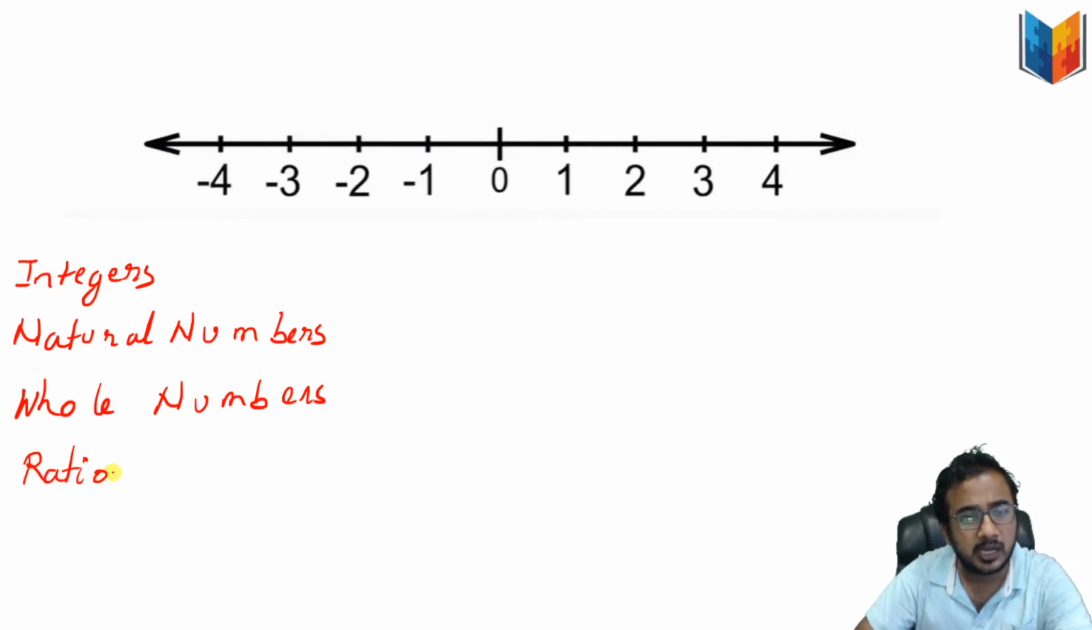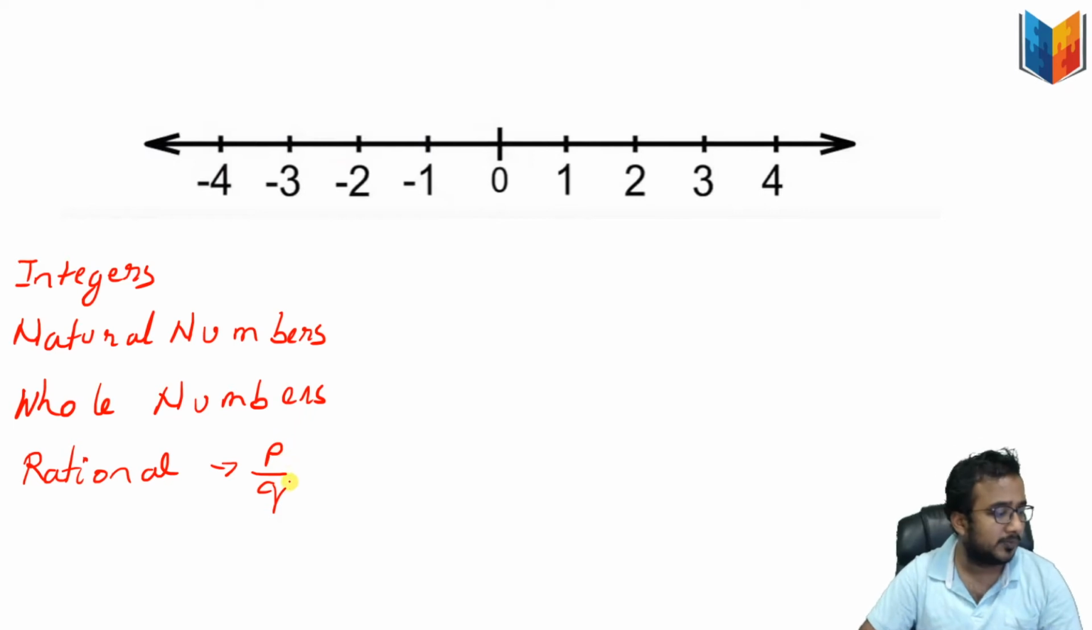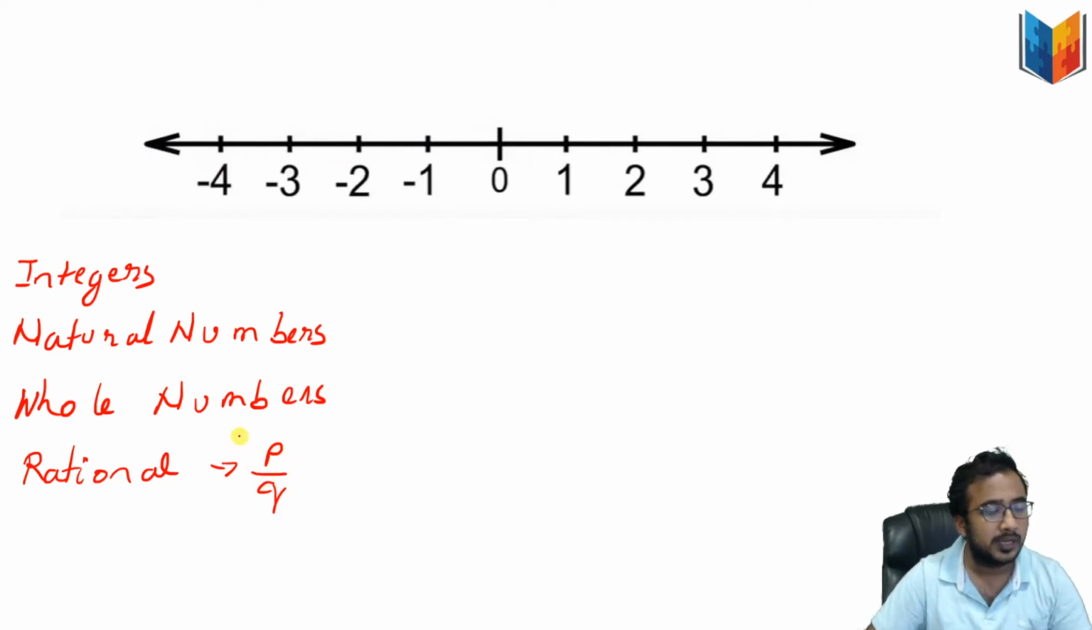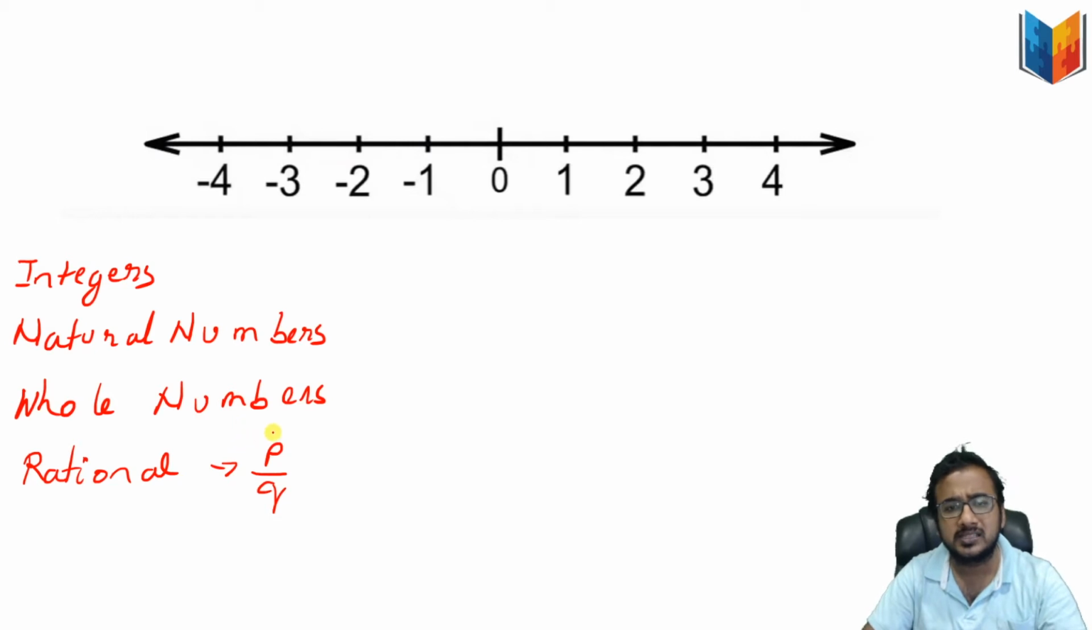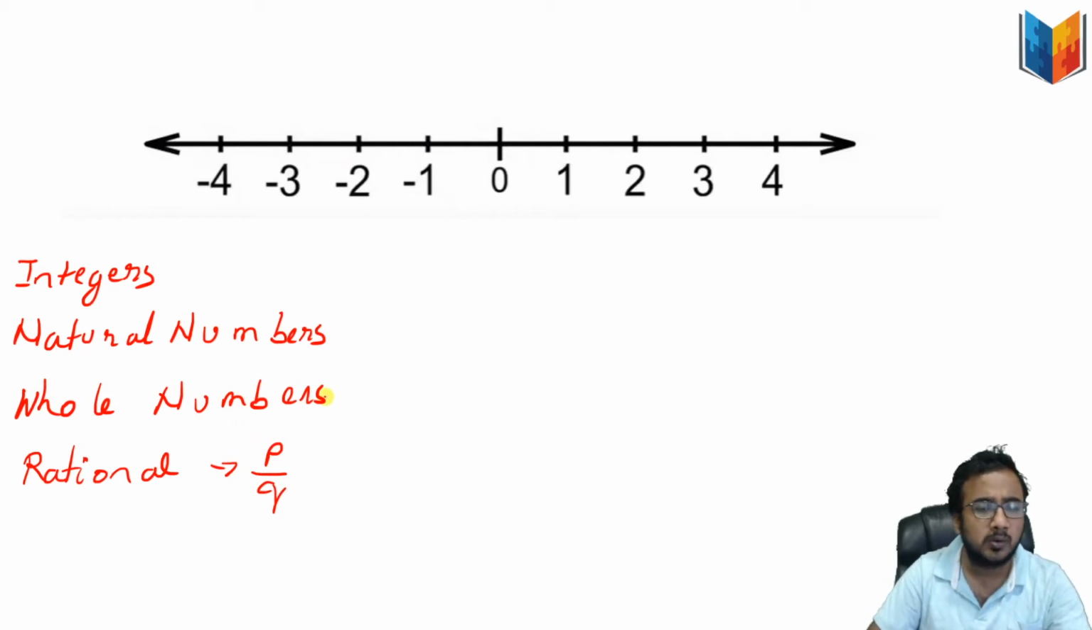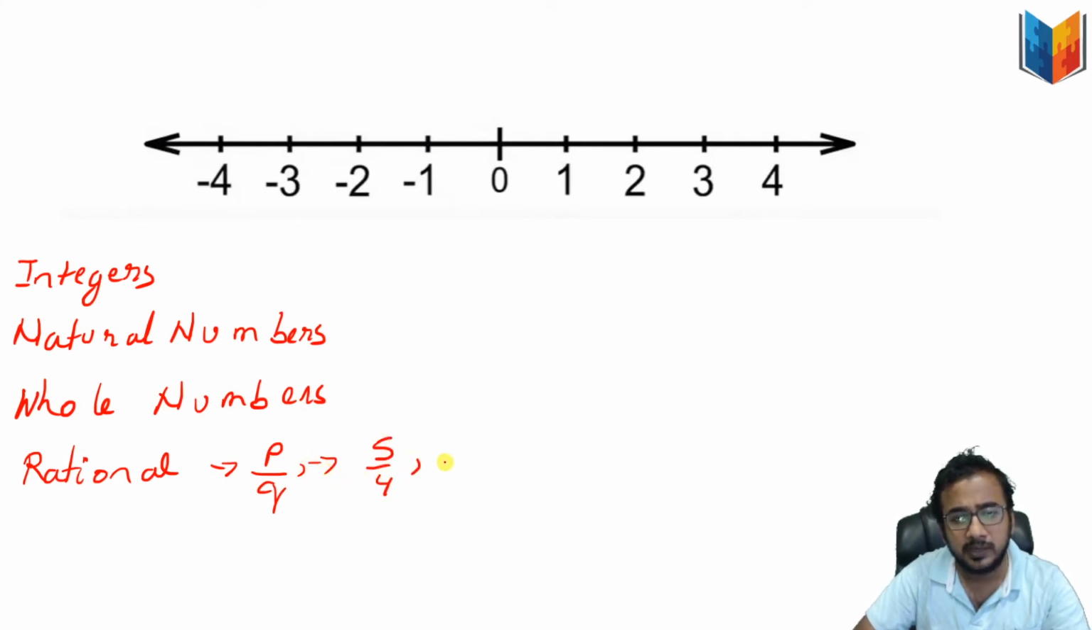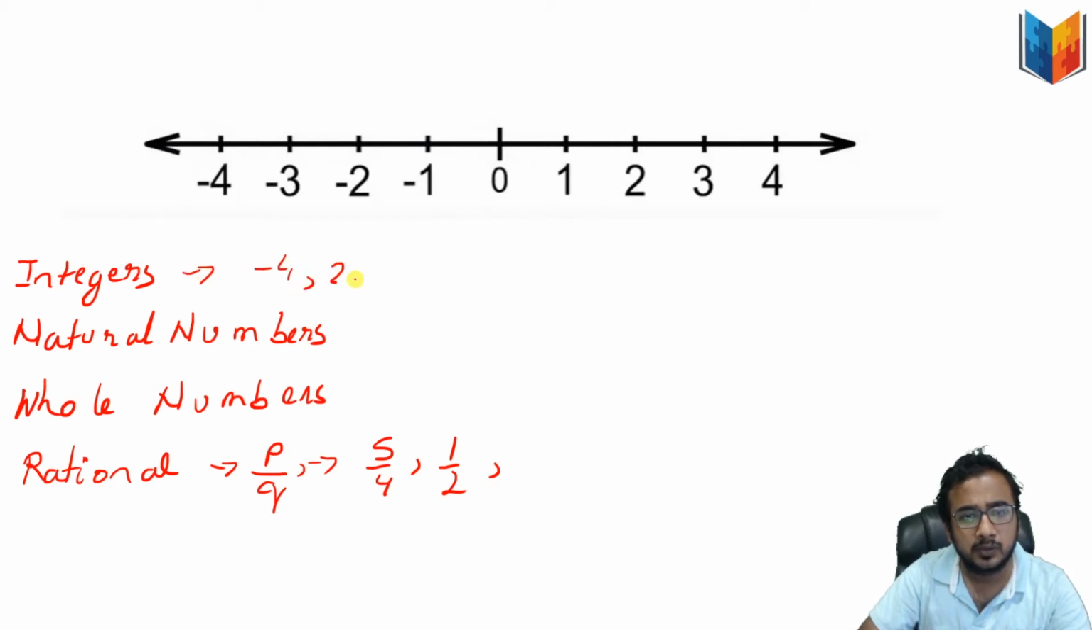Rational numbers are those numbers which can be represented in the form of p by q. Like -8, 0, 6, 5 by 4, 1 by 2, all those are rational numbers. So it can be 5 by 4, half. Integers are like -4, 2, 4. Natural numbers are 1, 2, 3. Whole numbers start from 0, 1, 2, 3, and it goes on.